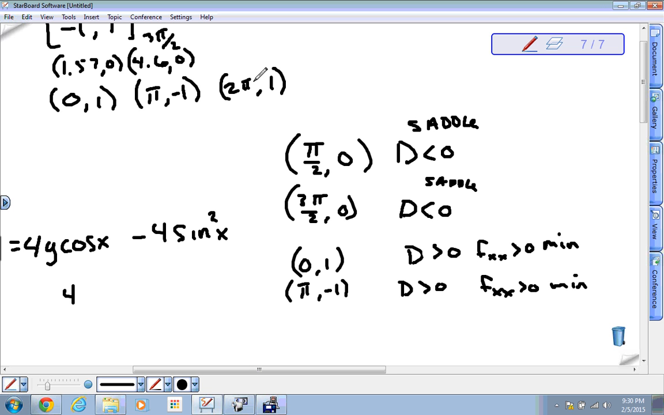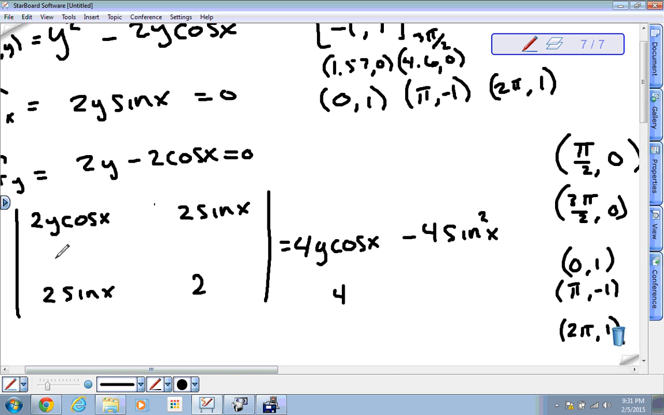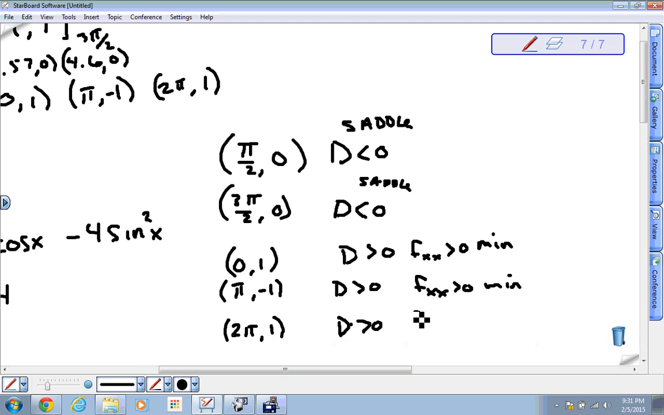Okay? So you plug 2 pi in. Cosine of 2 pi is 1. Times 1 is 4. Sine of 2 pi is also 0. So this again is greater than 0. And it's just 2 pi, comma 1. And if you come over here, you're like, okay, so cosine 2 pi is 1 times 1. Yeah, it's also positive. Hence, these guys are all minimum. Okay, and again, that is what the picture seemed to show to us over here.